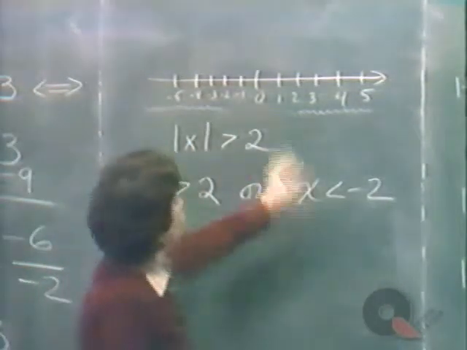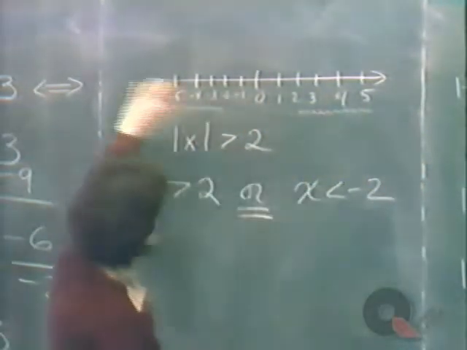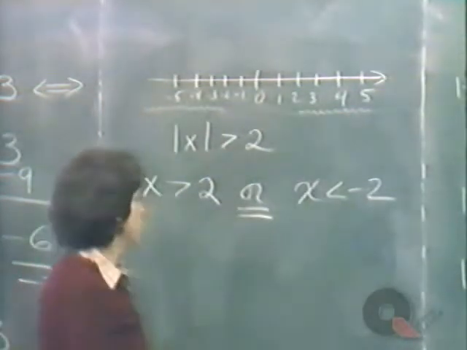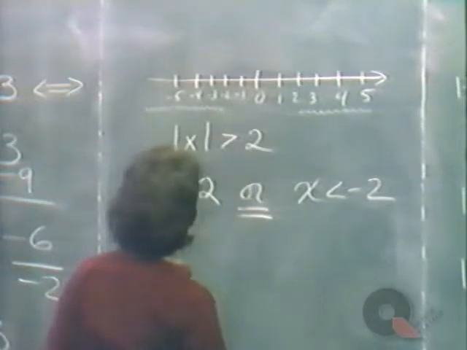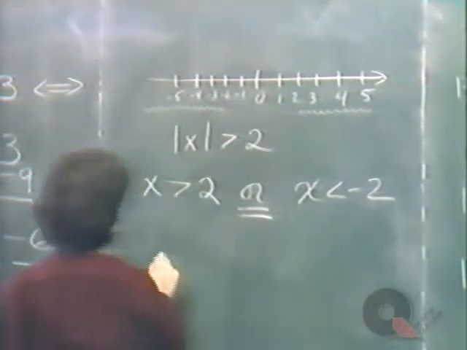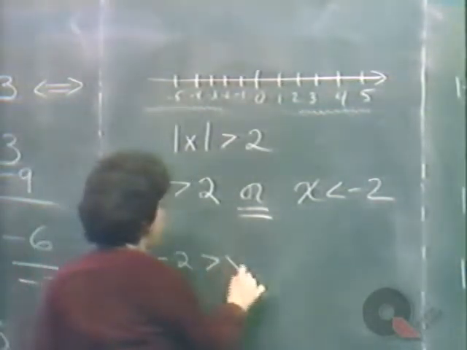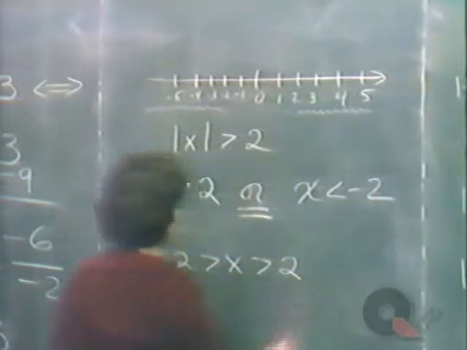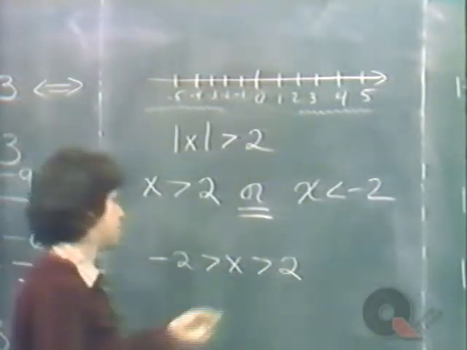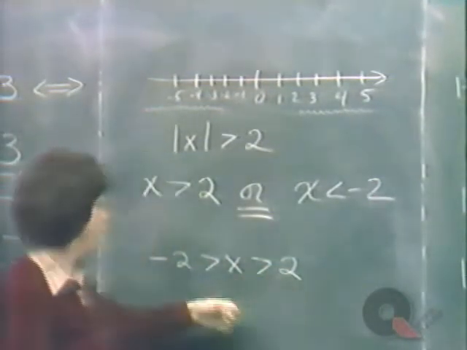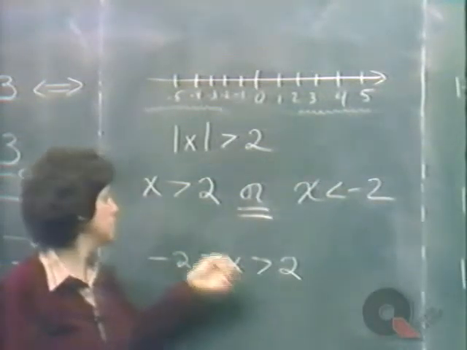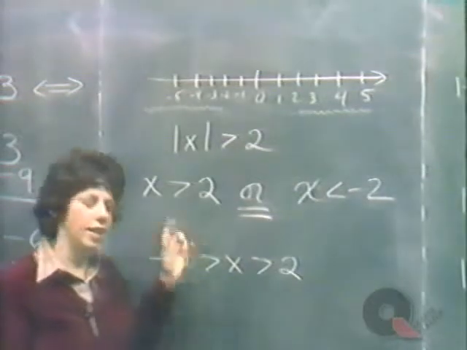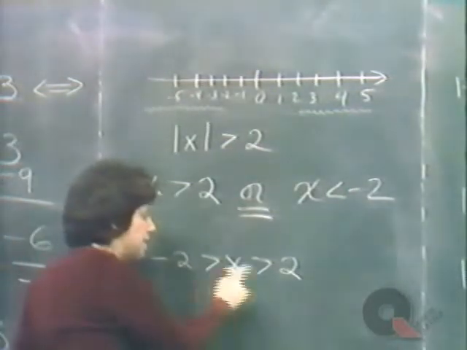Okay, you have to write greater than 2 or less than minus 2. It would be very wrong to write something like this: minus 2 is greater than x is greater than 2. Some people say, well, wait a minute, this is x is greater than 2, and minus 2 is greater than x. Isn't minus 2 greater than x the same as x less than minus 2? That is true, except this means and.